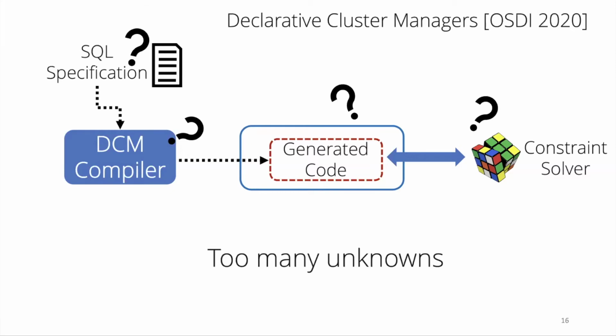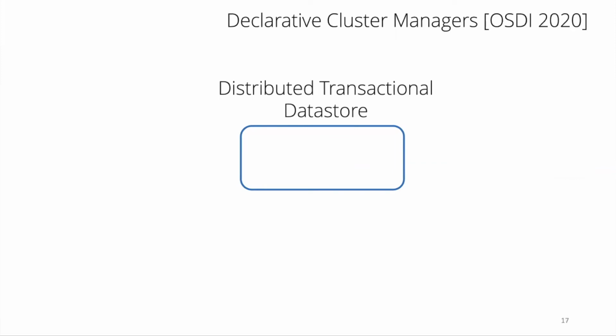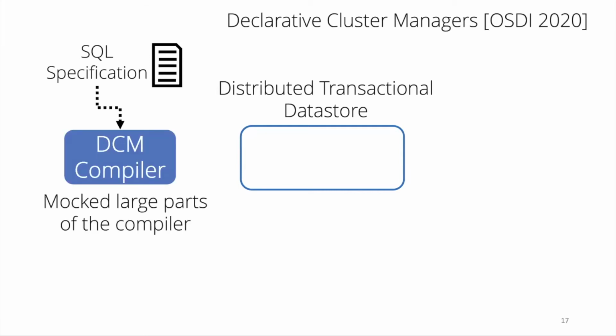So instead, what we did is we picked one use case. We picked a simple use case. This was a transactional data store that we know runs in one of our products. And we took its cluster management code and we expressed that using SQL. And we wrote the simplest possible compiler that we could to support only that SQL that was related to this particular system. And in doing so, we really mocked large parts of the compiler, right? We took as many shortcuts as we could.